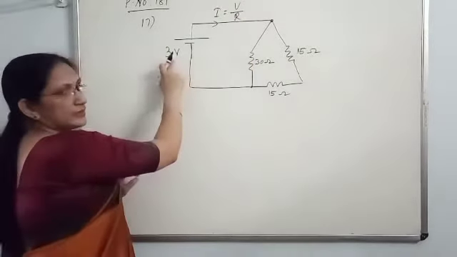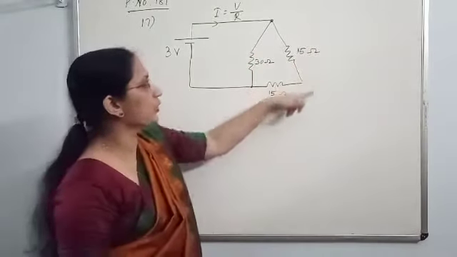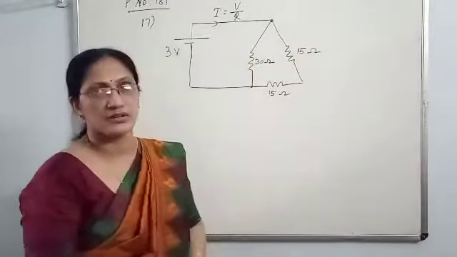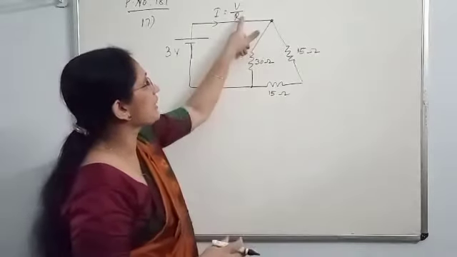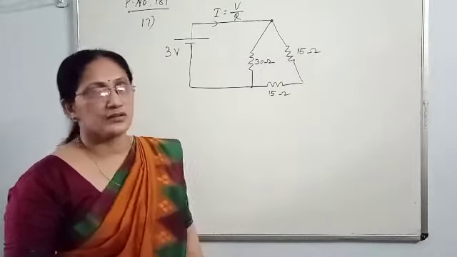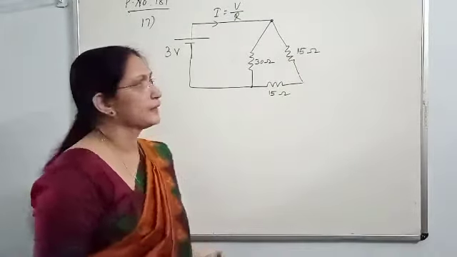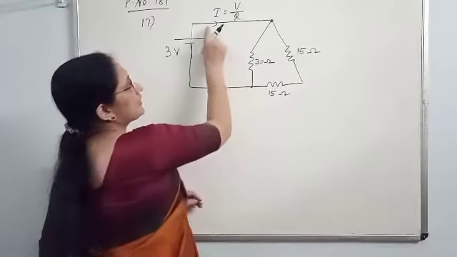V is 3 volt. R, we have to find out the total resistance of this section. How will you find out this R value or total resistance of this section? Which resistors are in series, which are in parallel, you have to identify. For that, you analyze in this way.